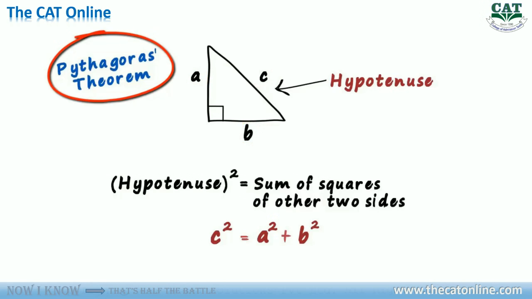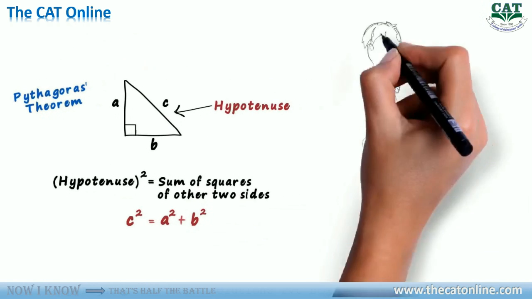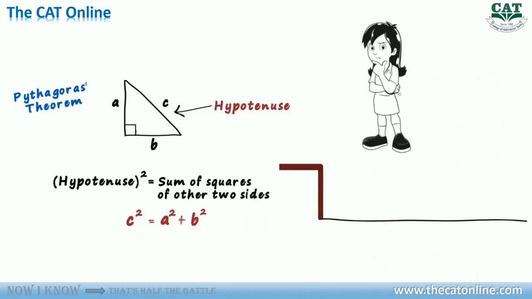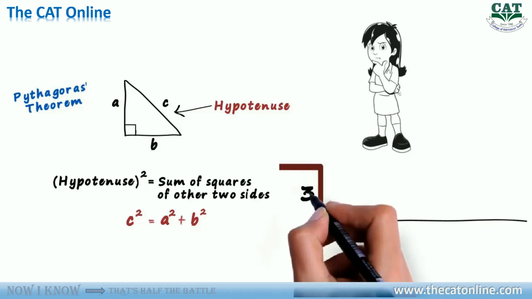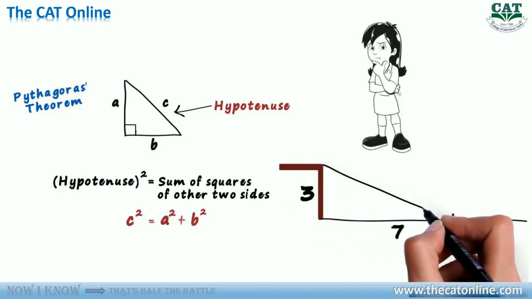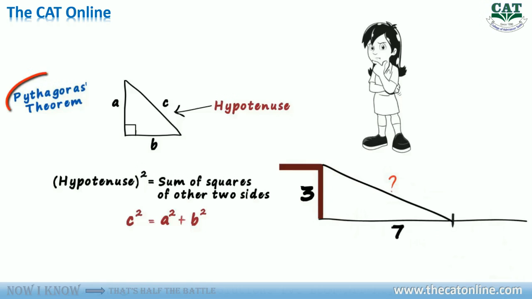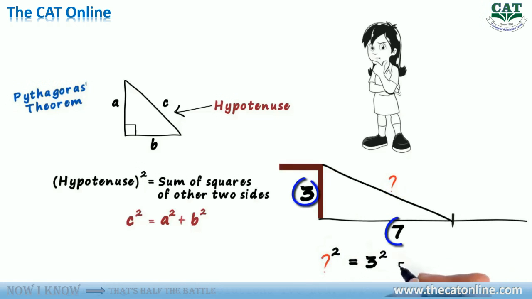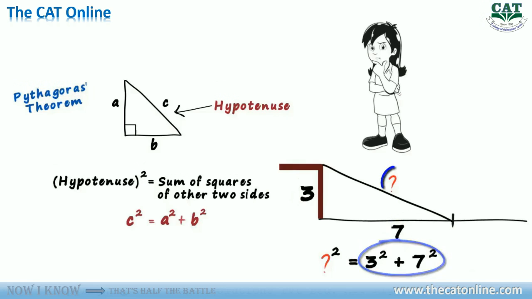This theorem has innumerable uses, so let's look at one in this video. Zara wanted to build a ramp leading from the ground to the back porch. The porch is 3 feet off the ground, and due to building regulations, the ramp must start 7 feet away from the base of the porch. How long will the ramp be? Using the Pythagoras theorem, we can say that the square of the length of this ramp will equal 3 squared plus 7 squared. The square root of this sum will give us the length of the ramp.